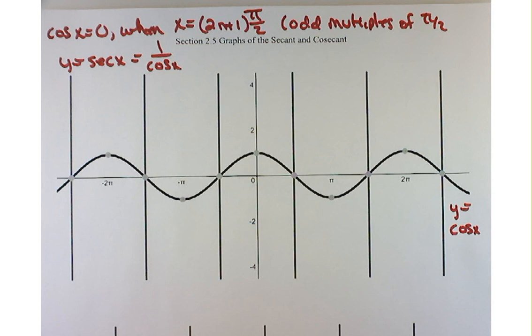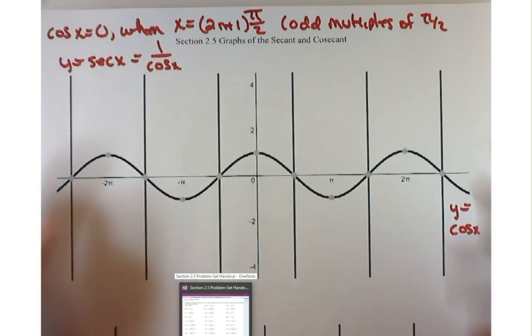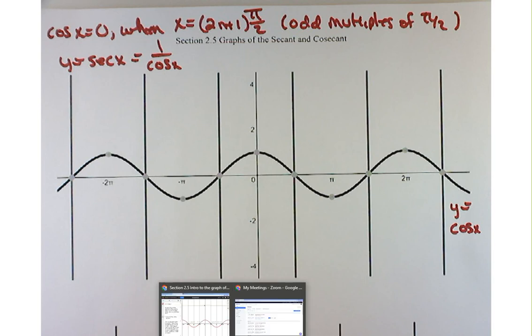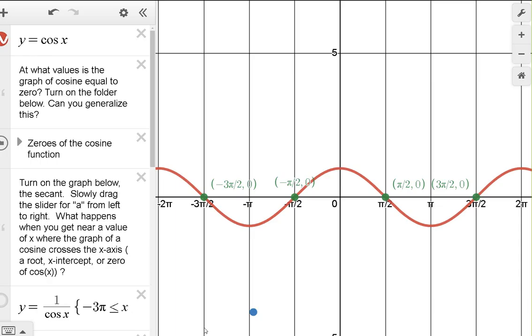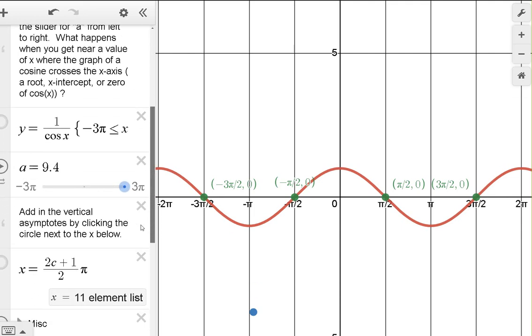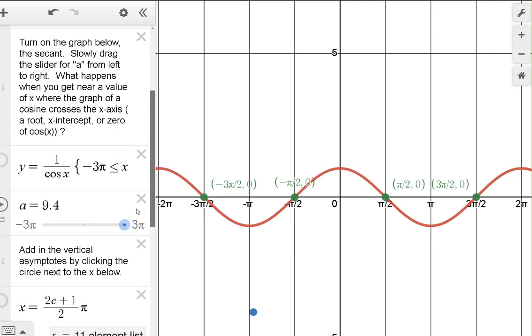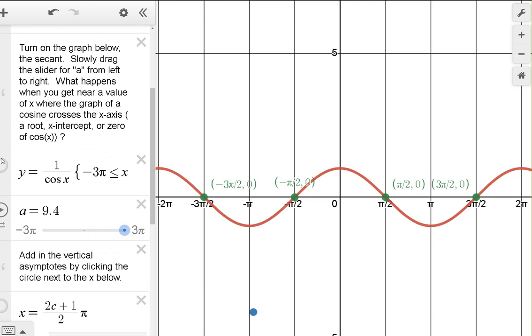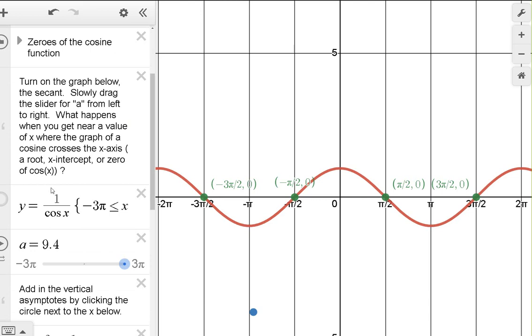So let's actually start to see what this graph is going to look like. And we can do that kind of slowly, especially if you're following along with Desmos. So let's scroll down a little bit, and I'm going to turn on this graph. Now, unlike your graphing calculator, no, not that one. Where is it? Let's take this slider bar and bring it back over here to a equals negative 3 pi. And then turn on this graph. There we go.